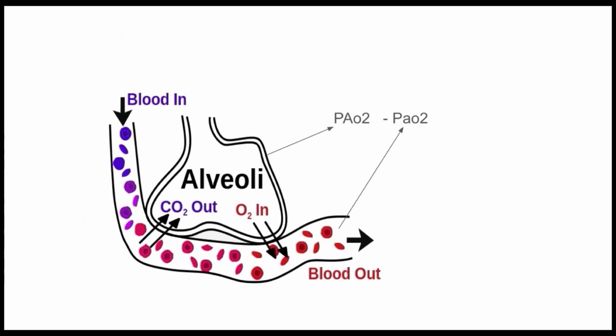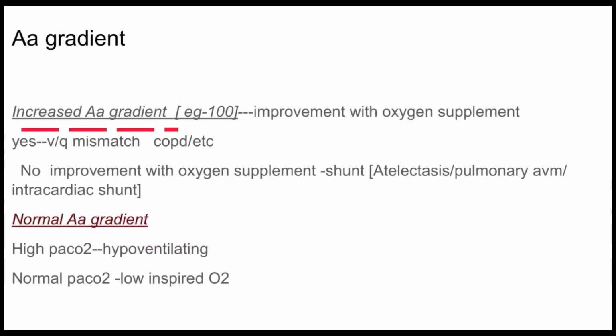So once more, if the A gradient is high and PaO2 improves with oxygen supplementation, consider VQ mismatch like COPD, and if oxygenation does not improve, it could be due to a shunt like AVM, etc. And if the A gradient is normal, then look at the PaCO2. If it is high, probably the patient is hypoventilating due to some neuromuscular disease. And if the PaCO2 is normal, then it could be due to low inspired oxygen or high altitude.